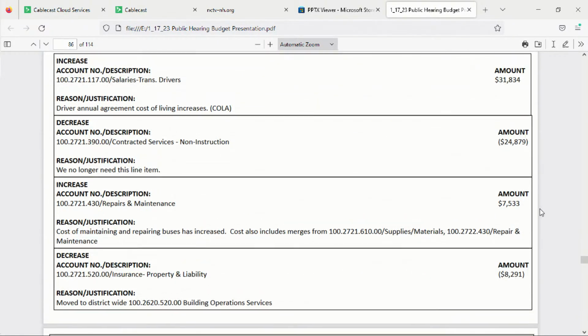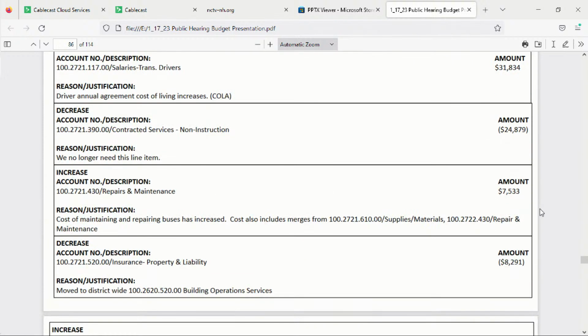So one of the increases we have is salaries, $31,834. That's due to the cost of living for the drivers. And we actually had a decrease of $24,879 in our non-instructional contracted services. We no longer use that item. I don't know, to be honest, how long we haven't used it. So we just eliminated that.